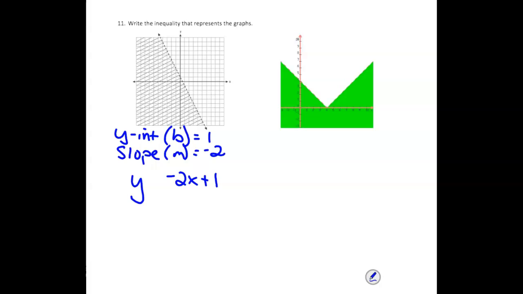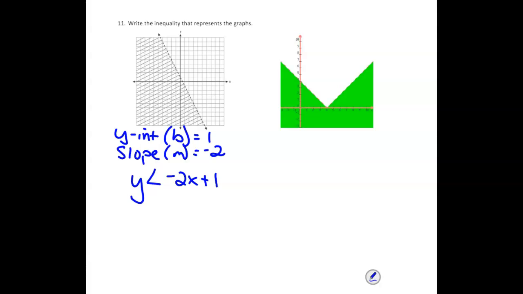But it's not equal, is it? It's a dotted line, so we're not going to equal it. We're going to get close. We are shading underneath the line. So what kind of inequality? Less than.